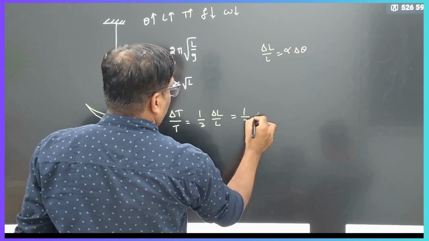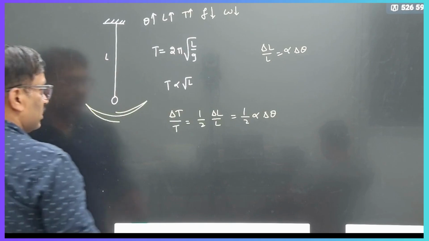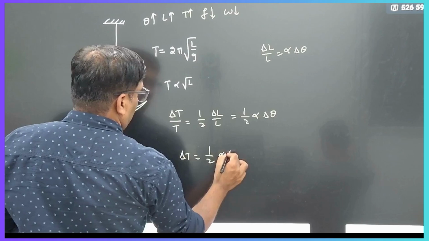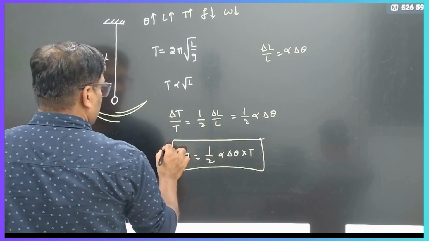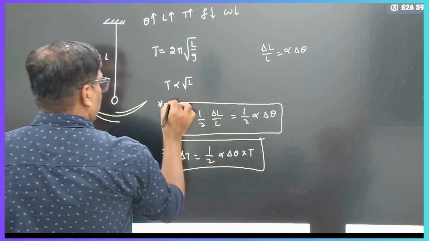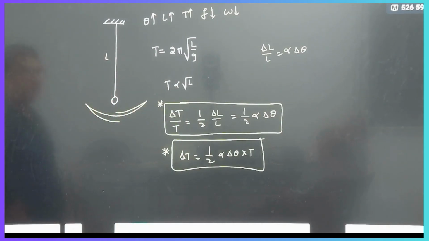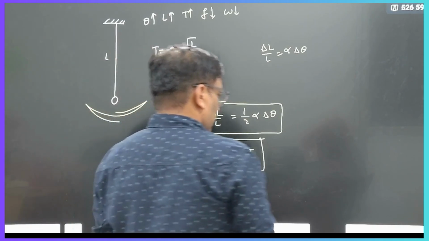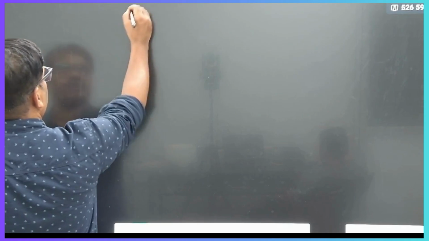That means 1 by 2 alpha into delta theta. So the change in time, you can write, is 1 by 2 alpha into delta theta into T. This is the fractional change in the time period. Clear? In this way we can see the effect of temperature on the time period of a simple pendulum. Next one, we will take moment of inertia.